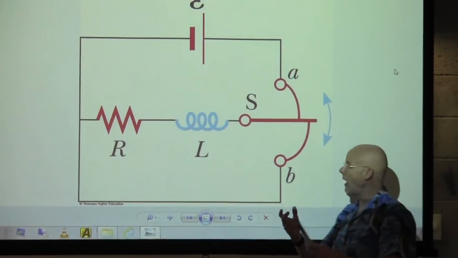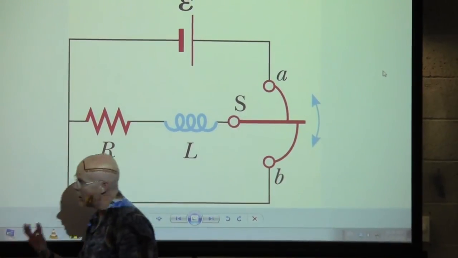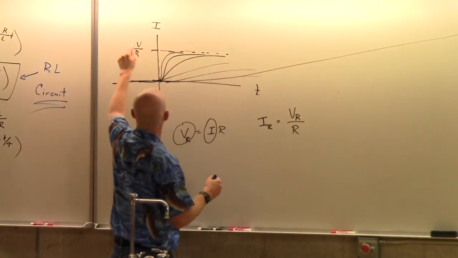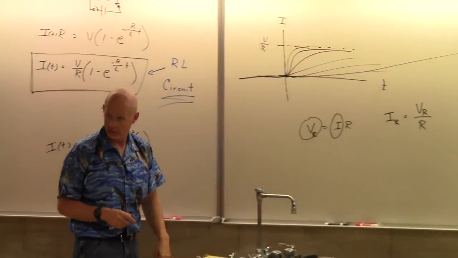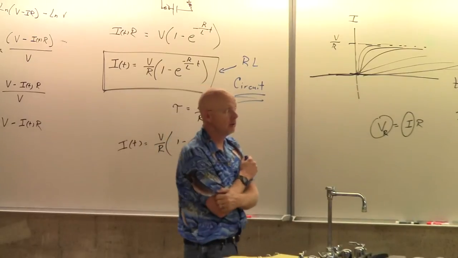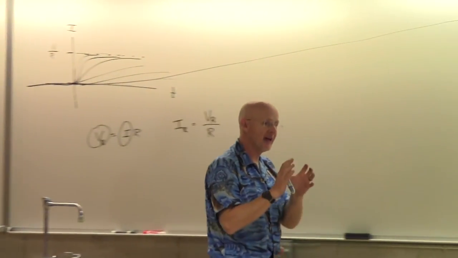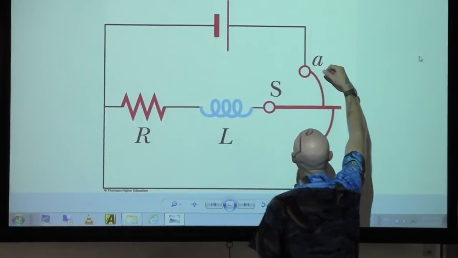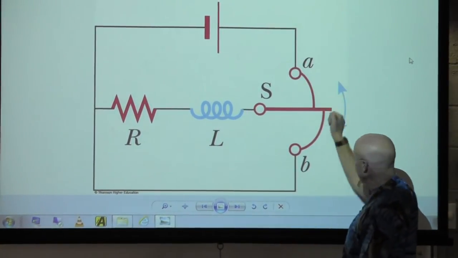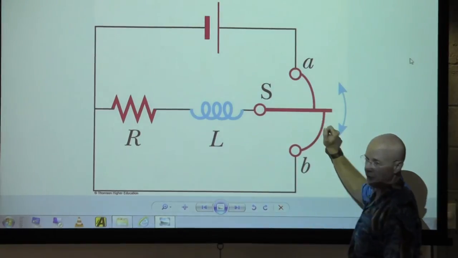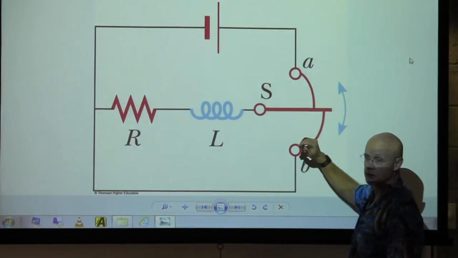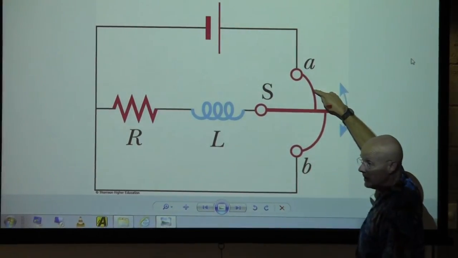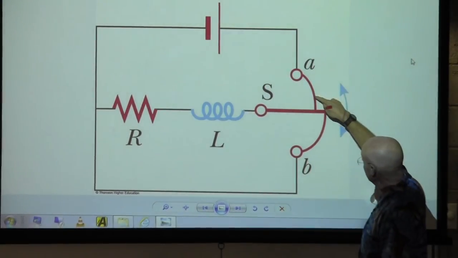And if you left it on position A for a long period of time, wouldn't the current build up to this V over R? Okay. Then, what happens when you move the switch from A instantly to B? That's kind of what this metal thing is trying to do here in this connecting. And so, as you move the switch from A, it's still connected, still connected, still connected.